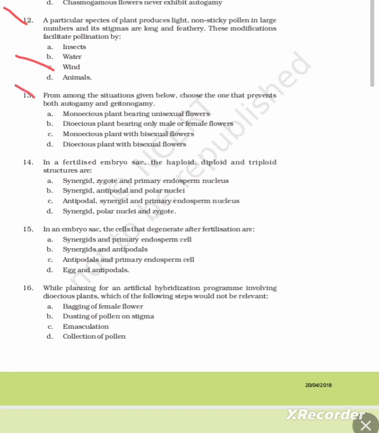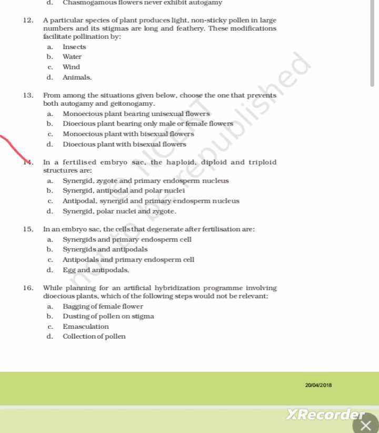13th question, from among the situations given below, choose the one that prevents both autogamy and geitonogamy. So autogamy and geitonogamy are prevented only when the plant is dioecious, and it will produce only male or female flower. Plant should be unisexual, dioecious, it should produce either male flower or female flower. Let us go to the 14th question.